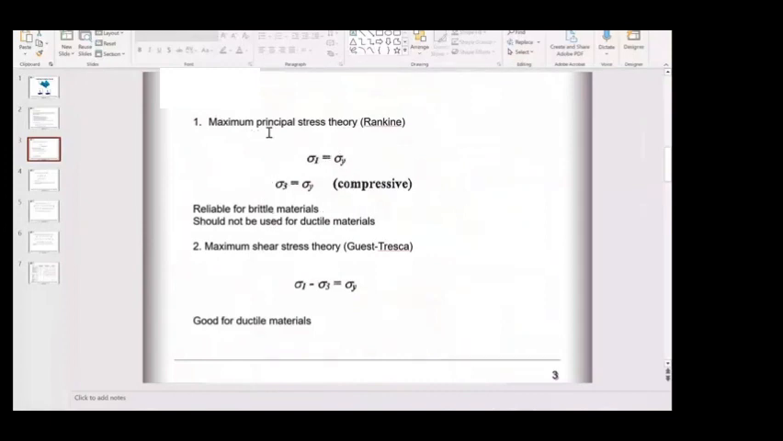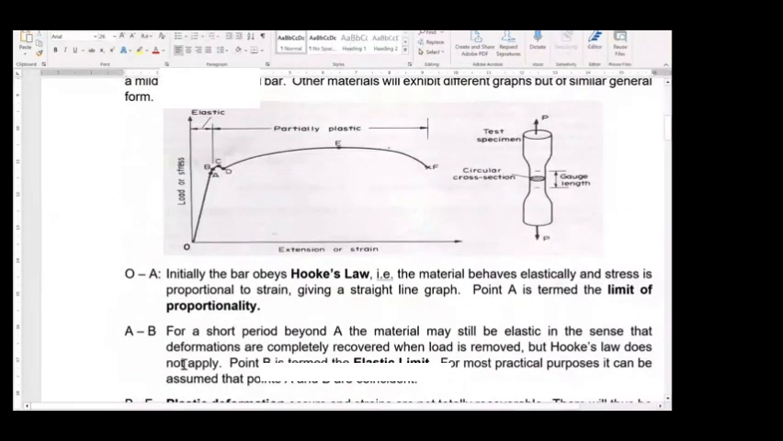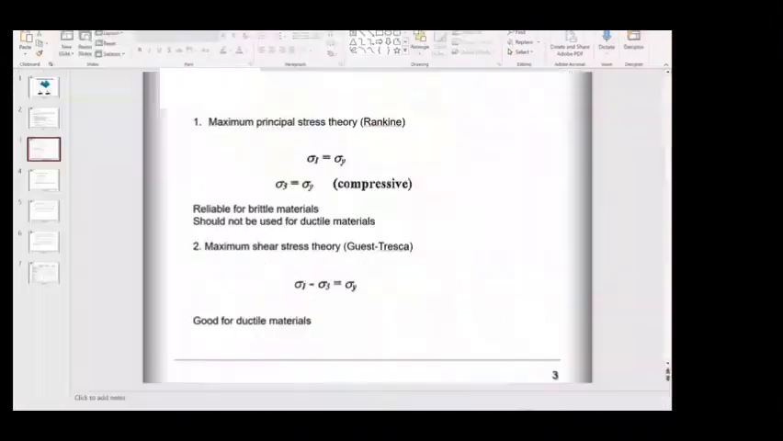The maximum principal stress theory, this idea that if our principal stresses exceed the yield stress of the material from this simple one-dimensional tensile test that we've done, we've worked out what the yield stress of the material is. If in our actual three-dimensional scenario we calculate what those principal stresses are, if they're equal to the yield stress of the material, then we're likely to see failure.